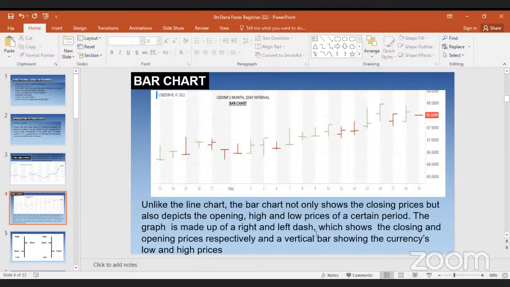The dashes show the closing and opening price respectively, and the vertical bar shows the low and the high. In the forex chart, we have what is called the high and the low of a price. This vertical bar is showing us that the top is the high and the down part is the low. I hope we understand what a bar chart means now.